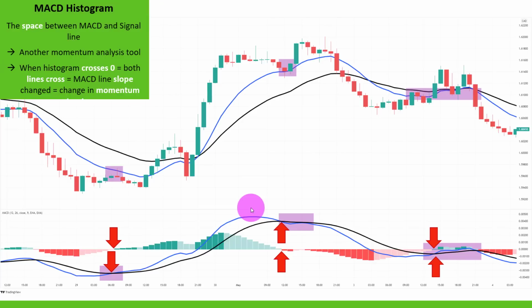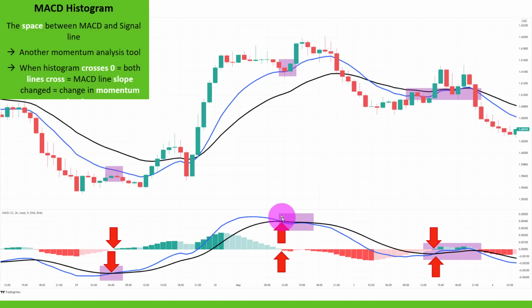The MACD histogram is usually the component that most traders associate with the MACD. But what is it actually? The histogram that we see here in the background is nothing but the space between the signal line and the MACD line. So that's why we started with the MACD line. That's why then we added the signal line. And that's why now we're adding also the MACD histogram. The histogram is the space between them.